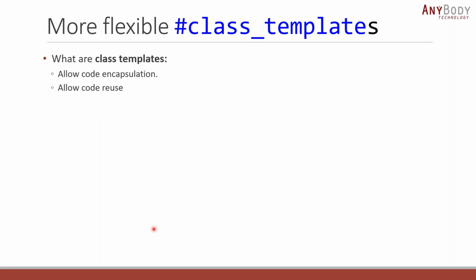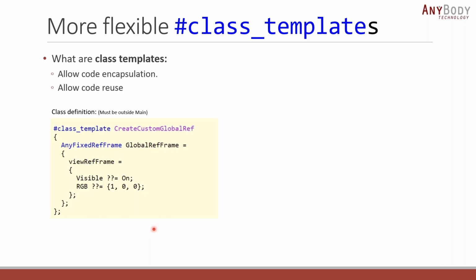We also have more flexible class templates in the newest version of AnyBody. Class templates are AnyBody's way of doing code encapsulation. It allows us to reuse code. So let me give a short example. Here is a definition of a class template in AnyBody. We have created a class template called create custom global ref. It's a small piece of code that includes a fixed reference frame.